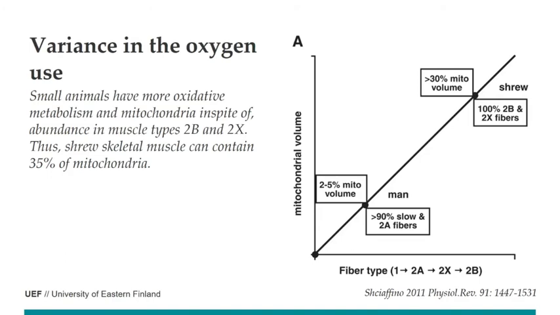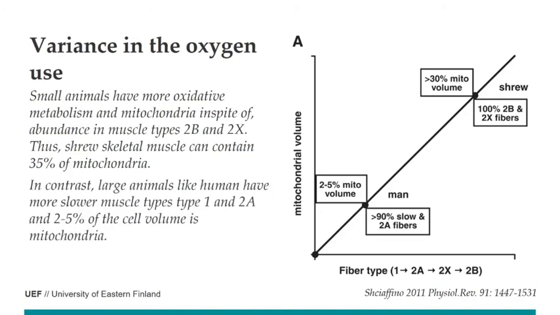Whereas in humans, we have more type 1 or type 2A cells and less mitochondria per volume. And that's why the comparison is quite drastic. In the shrew's muscle cells, maybe 30% of the cell is mitochondria, and in humans, maybe 2 or 5% of the cell volume is mitochondria. And that gives some kind of clear description.